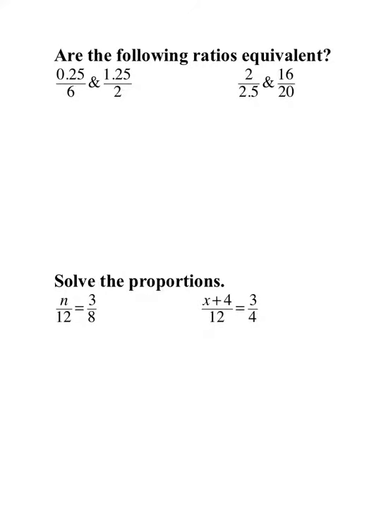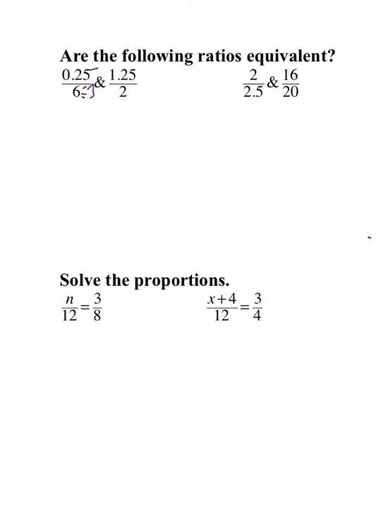In our first question, we're given two ratios and we're asked to see if they're equivalent, or think of it, are they a proportion? In the first one, notice 0.25 is less than 6, but 1.25 is less than 2. So in other words, what's the ratio here? Now if we notice, we can take 6 divided by 3, and I would get 2. If you take 0.25 divided by 3, will you get 1.25? No, you will not. So this one is a no.